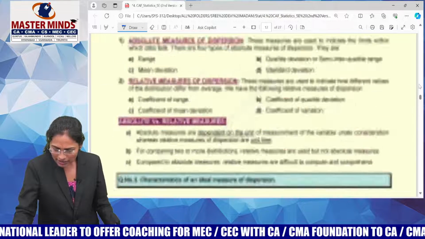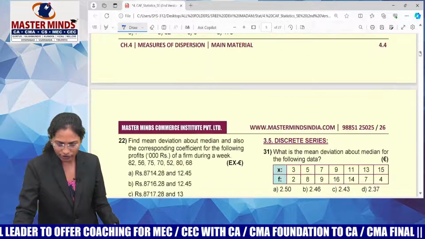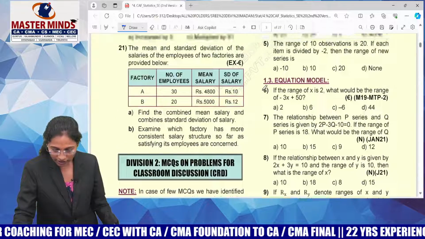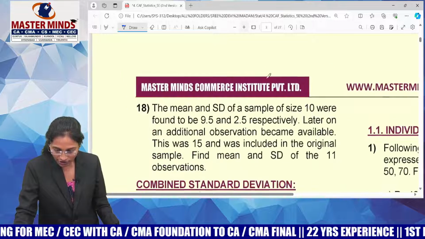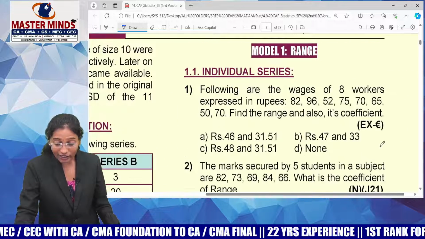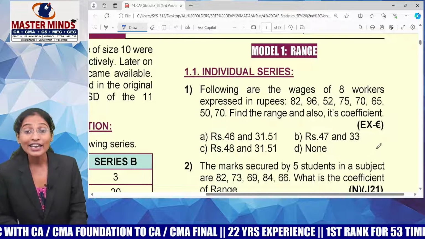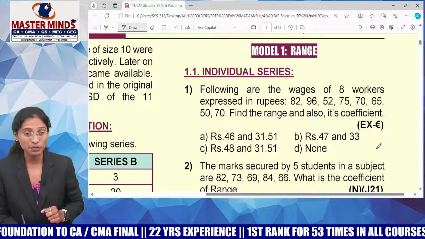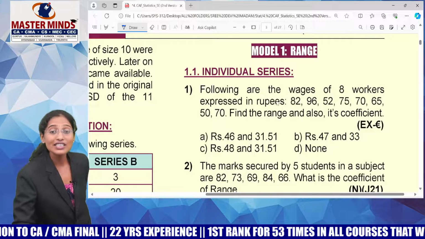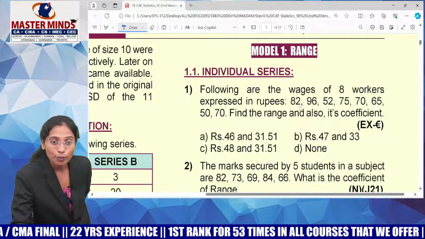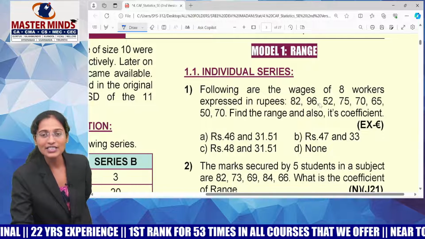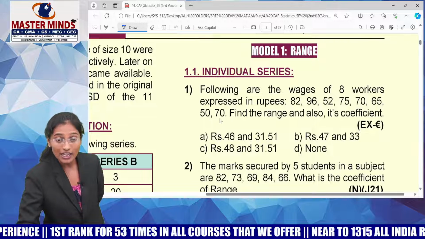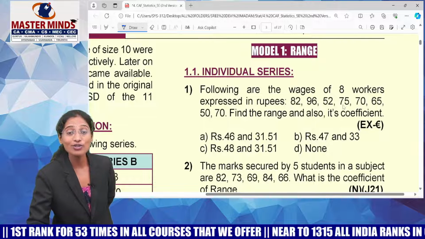So I'm taking some examples here from range and coefficient of range and their properties. Let me show you my first MCQ. The first MCQ that I have taken is MCQ number 1. Just be focused here. Following are the wages of 8 workers expressed in rupees, which means all these values are expressed in rupees. The wage of the first worker is 82 rupees. Next worker 96, next worker 52 rupees, next 75 rupees, next 70 rupees, next 65 rupees, next 50 rupees, and then next 70 rupees. Find the range and also its coefficient.